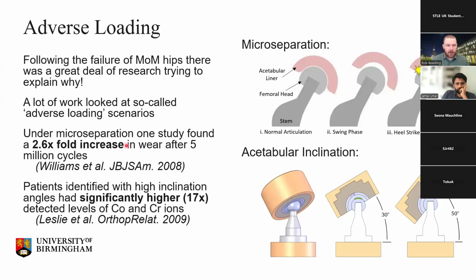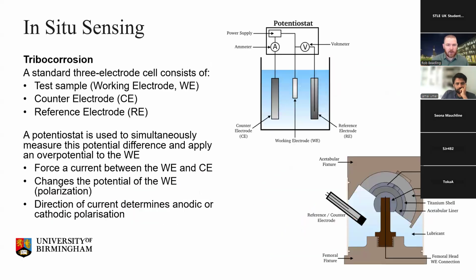And again, this was all explained in terms of wear rate. When you had microseparation, the wear rate slightly increases. Where you have high acetabular inclination, the wear rate slightly increases. One of the things my PhD focused on was looking at in situ sensing of the metallic degradation, and you can do that fairly simply with electrochemical techniques.